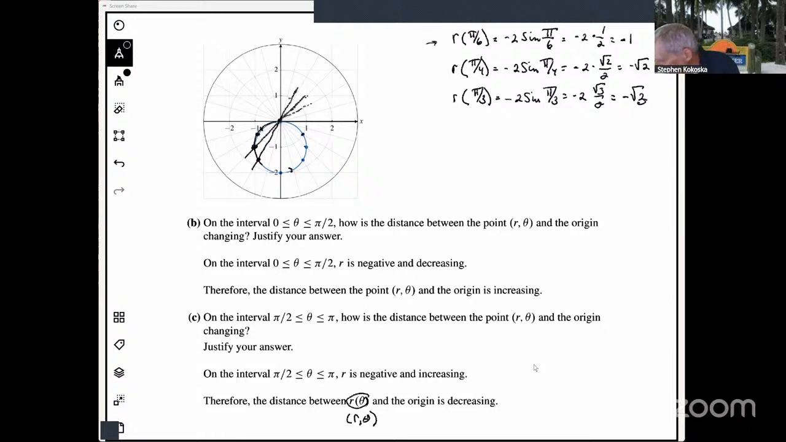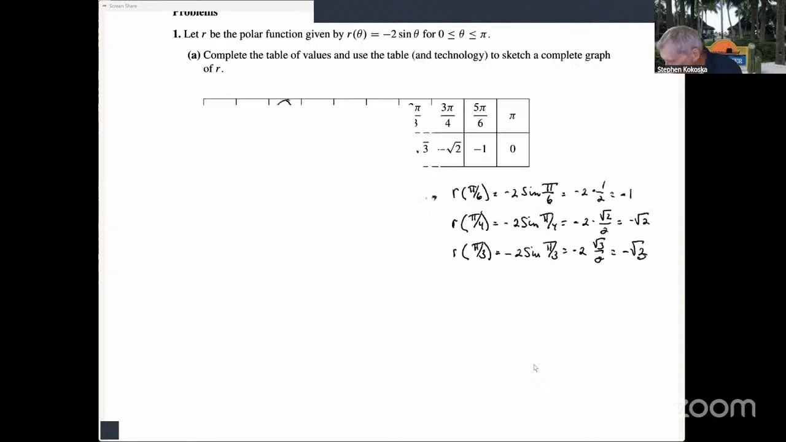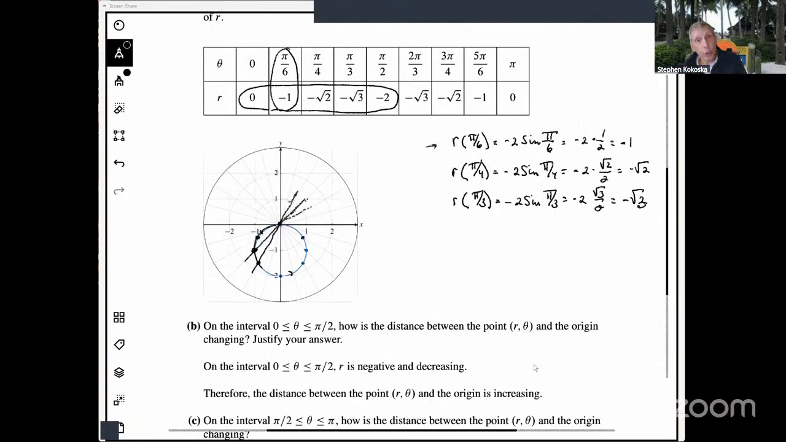I apologize. Did I have a part D here? I think I had a very short one. It says for theta in that interval 0 to pi, what point on the polar curve is farthest from the origin? Well, I'm going to sneak back here and look at that polar curve for a second. And looking at my grid up above, looking at my table up above, looking at my graph, the point that is farthest away from the origin is right down there. And let's see, that's the point -2, pi over 2.